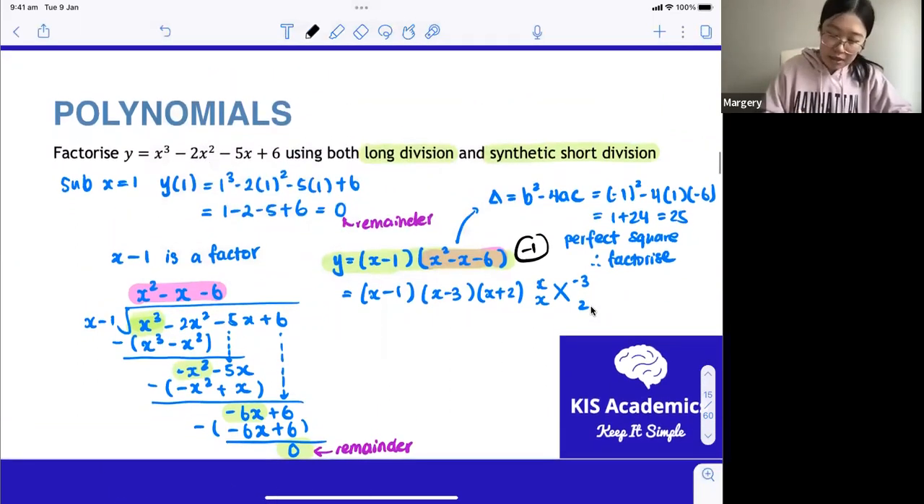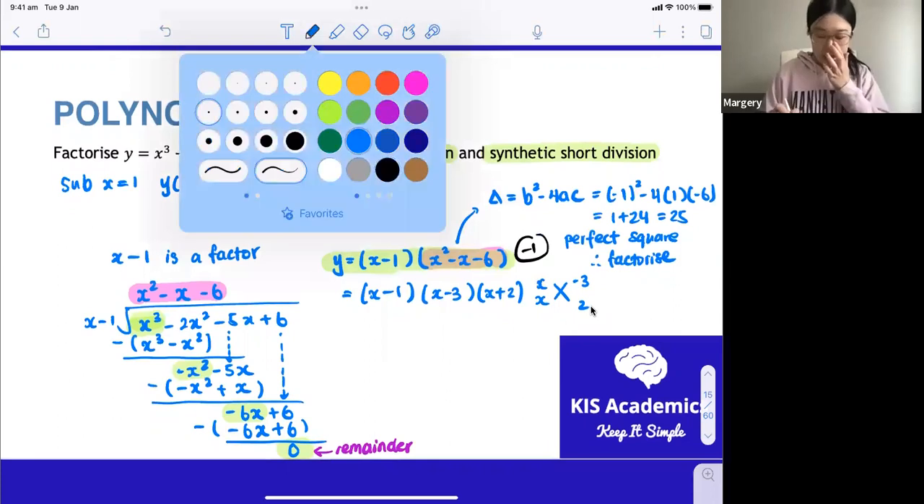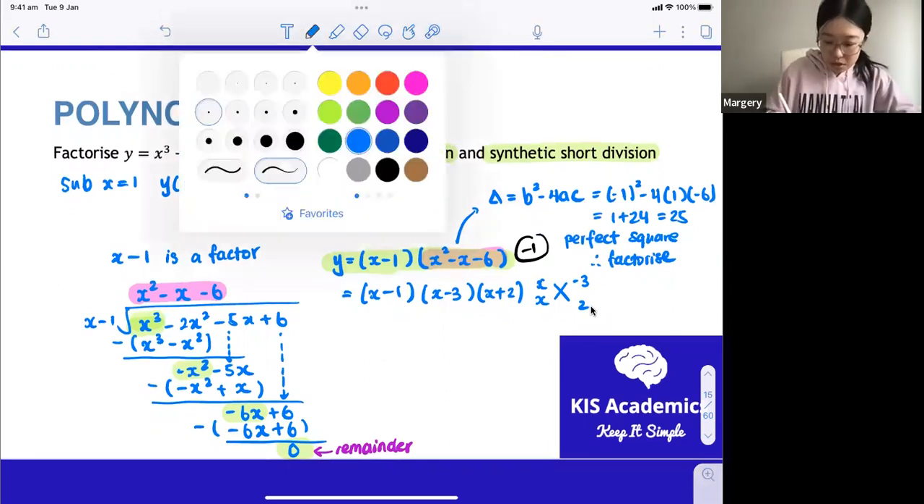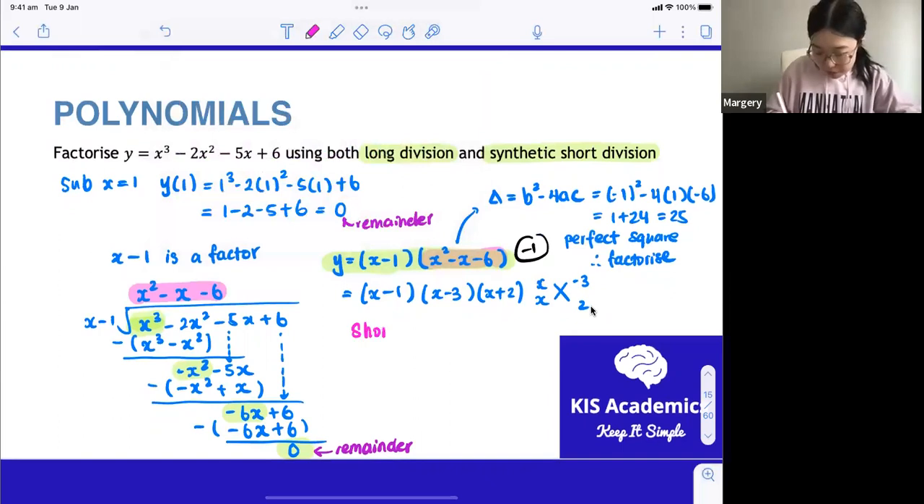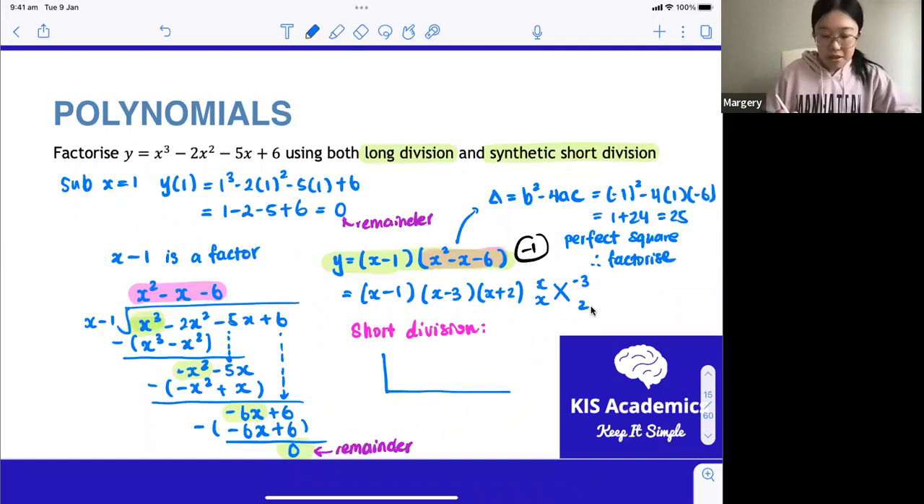If we have a look at synthetic short division, the way that we would do this is slightly different to long division. So I'm going to say short division. So what I would do is I would draw out kind of this thing over here, write down the coefficients in front of each term over here. So I've got 1 in front of the x cubed, minus 2 in front of the x squared, minus 5 in front of the x, and the 6 on the end as the constant, take into consideration all the signs. And because I'm substituting in or I'm trying x is equal to 1, I would write 1 over here.